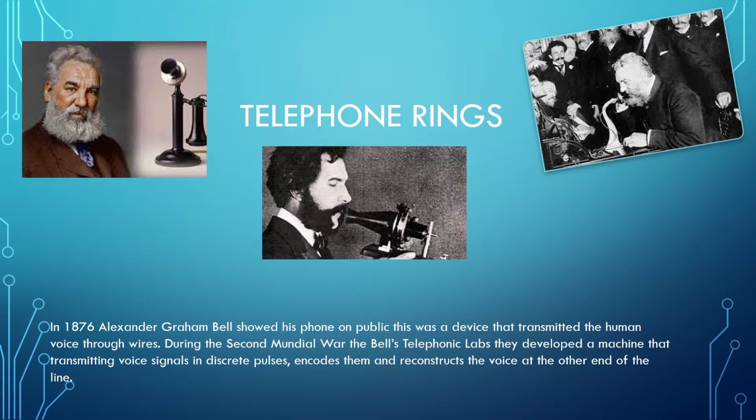Telephone rings. In 1876, Alexander Graham Bell showed his phone in public. This was a device that transmitted the human voice through wires. During the Second World War, the Bell Telephone Labs developed a machine that transmits voice signals in discrete pulses, encodes them, and reconstructs the voice at the other end of the line.